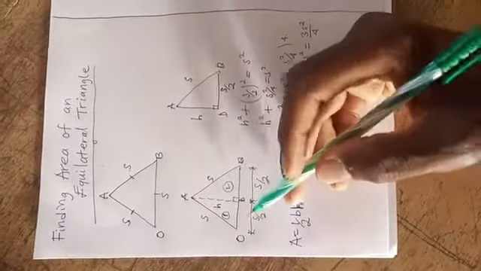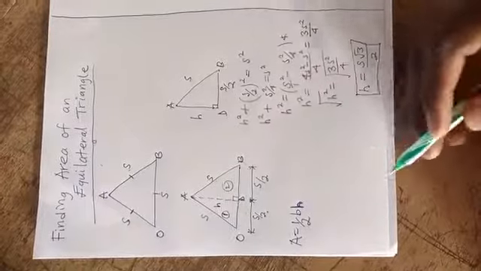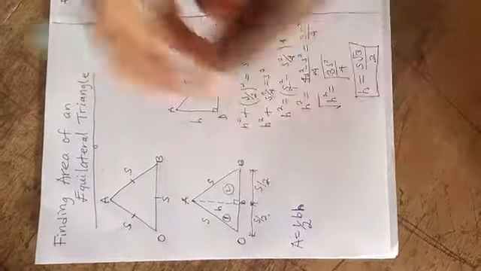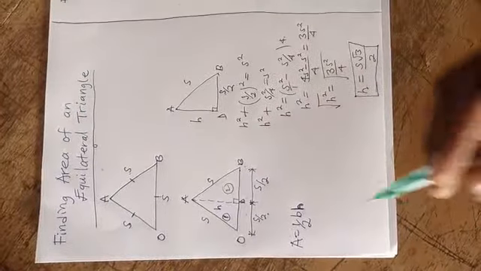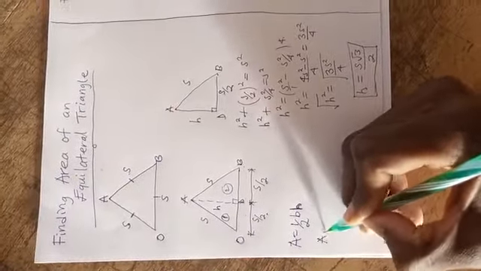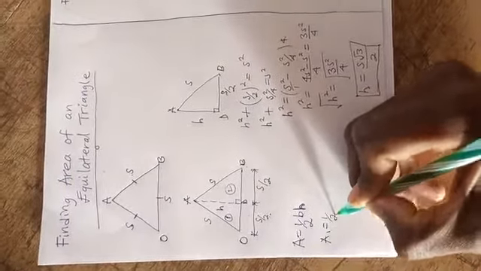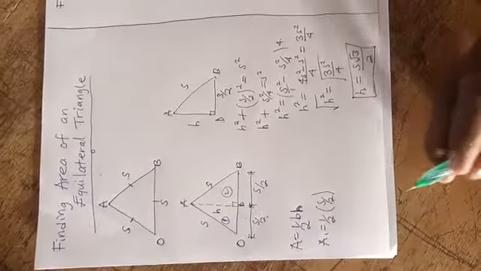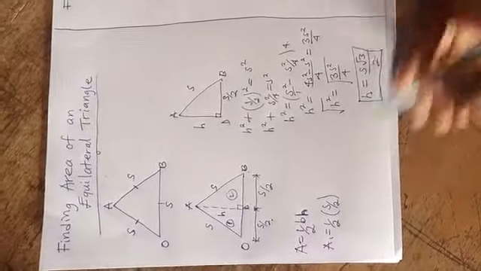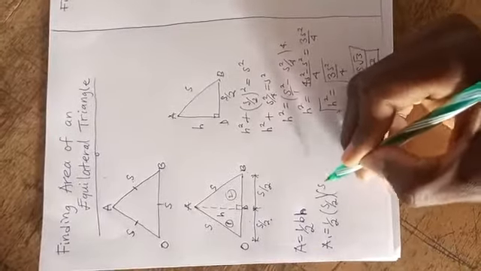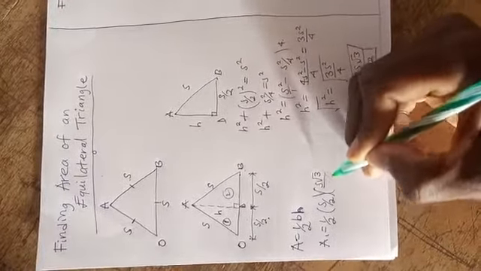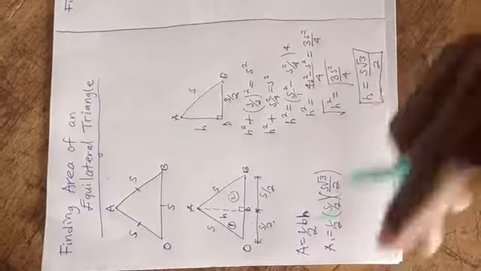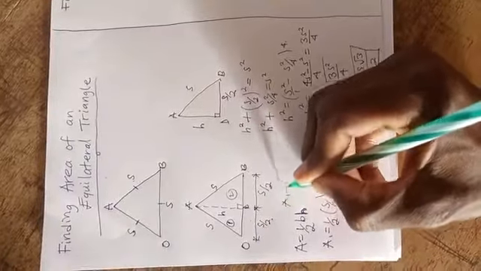And we know the base of triangle 1 is S over 2, and the base of triangle 2 is S over 2. But the two triangles share the same height. So let's find area 1. Area 1 is equal to 1 over 2, the base is S over 2, and the height is S root 3 over 2. And we know from the figure area 1 is equal to area 2.